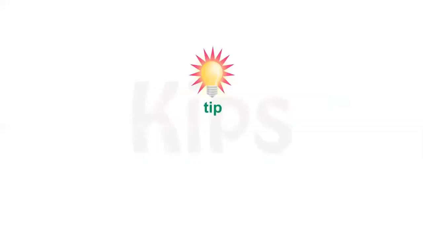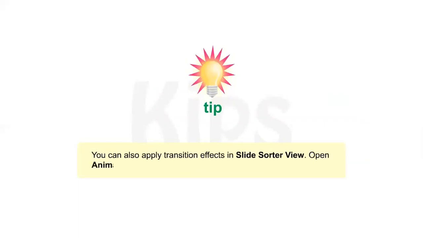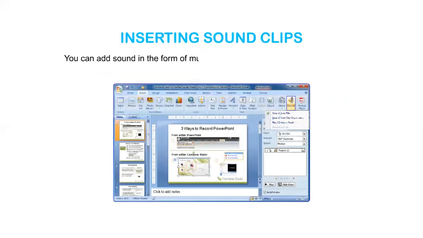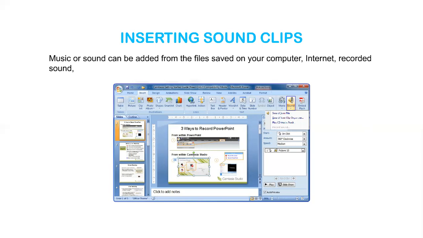Okay, students, now let me give you a tip that you can also apply transition effects in Slide Sorter view. Open Animations tab and select the desired slide transition effect. Let us now insert sound clips in presentation. You can add sound in the form of music or special effects to give importance to certain points. Music or sound can be added from the file saved on your computer, internet, recorded sound, or from some CD-ROM.